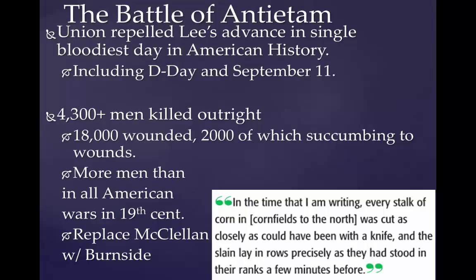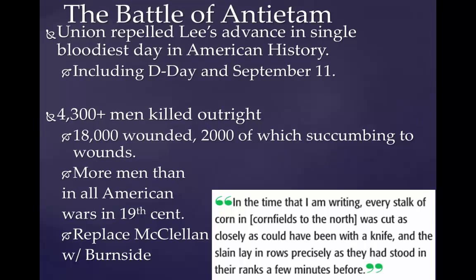It's really someone who's being taken off the battlefield and no longer able to fight because of the bad health care we were just talking about before. Many of these people that are wounded are going to succumb to their wounds because of the infections and things like that they would get. This right here is more men than in all American wars in the 19th century had been killed up to this point. And at this point, McClellan is going to be replaced with General Burnside.